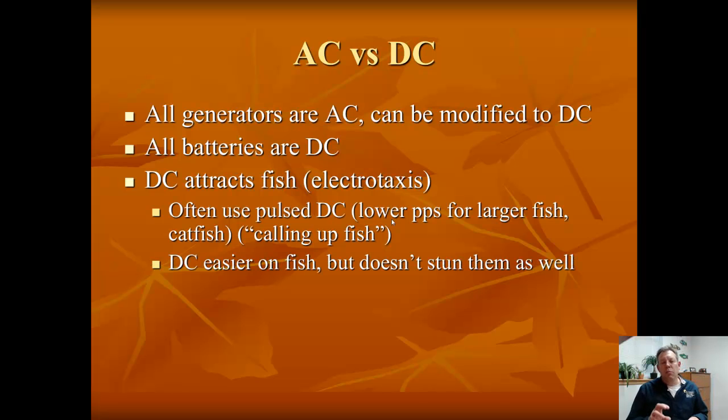If you go to higher pulses per second, like 120 pulses per second, you get a lot of gizzard shad and smaller species. Usually 60 pulses per second is about the most common setting. As I said, the DC is easier on the fish, but it doesn't stun them as well. So you'll see a lot of fish when you're DC shocking that will roll and then immediately right themselves and escape. Whereas with AC, the fish roll and they're there. You can pick them up. So that's one of the trade-offs between the two.